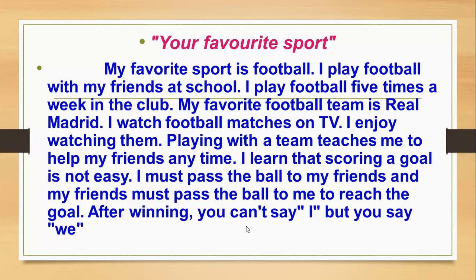Okay, read, Omar, please. This is a model paragraph for your favorite sport. My favorite sport is football. I play football with my friends at school. I play football 5 times a week in the club. My favorite football team is Real Madrid. I watch football matches on TV. I enjoy watching them. Playing with a team teaches me to help my friends anytime. I learned that scoring a goal is not easy. I must pass the ball to my friends and my friends must pass the ball to me to reach the goal. After winning, you can't say I, but you say we.